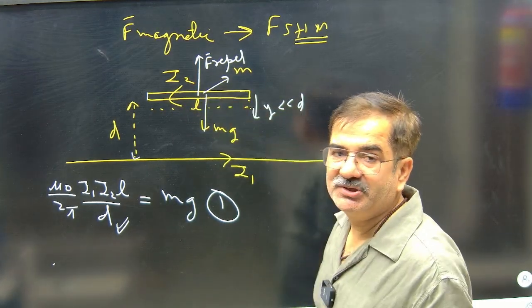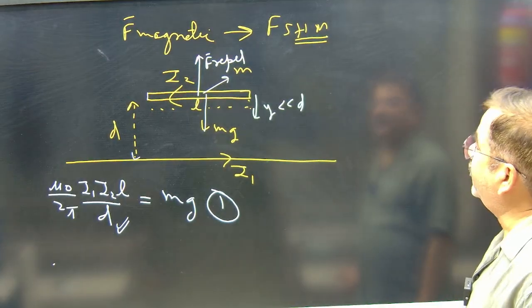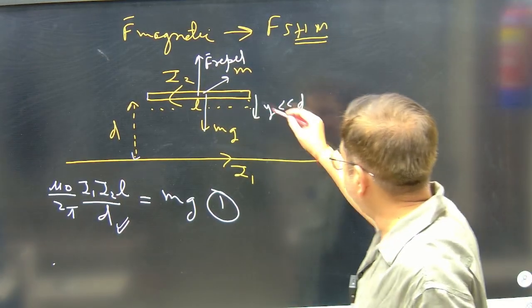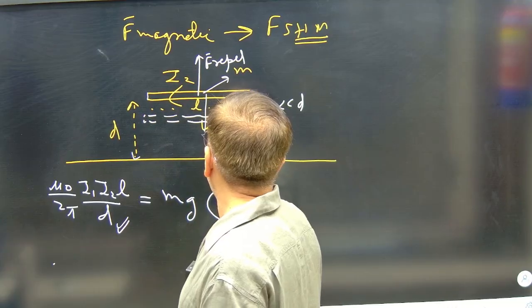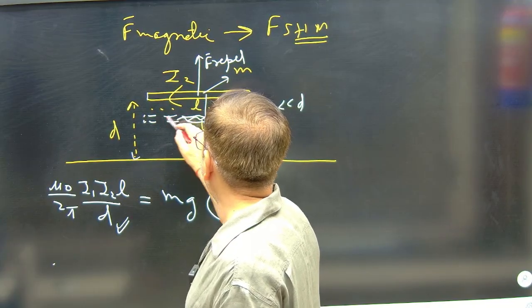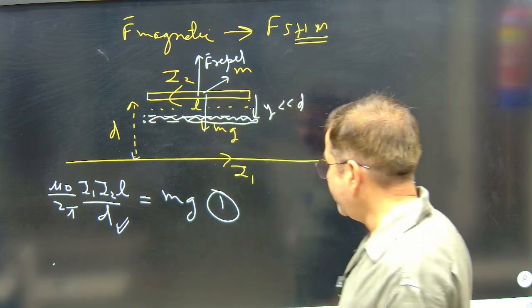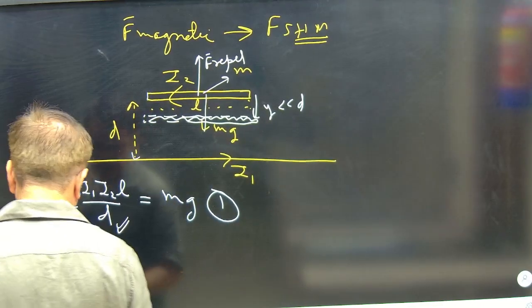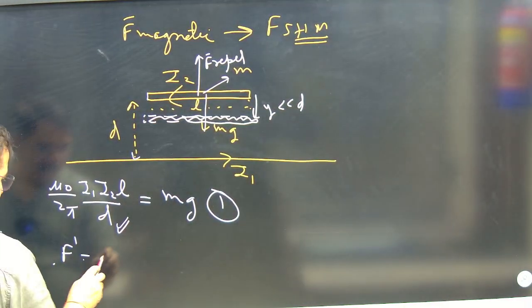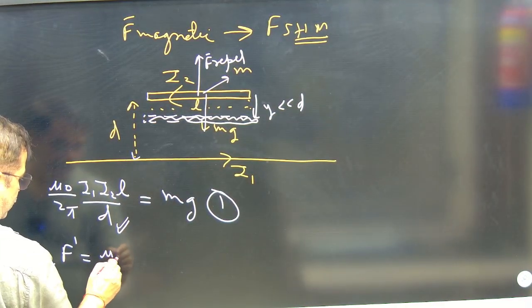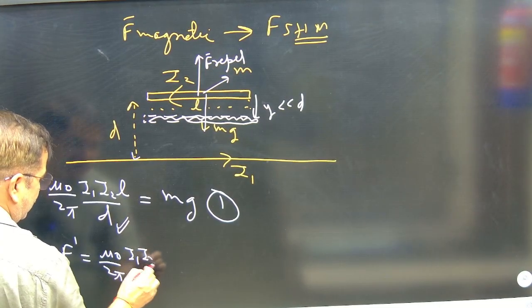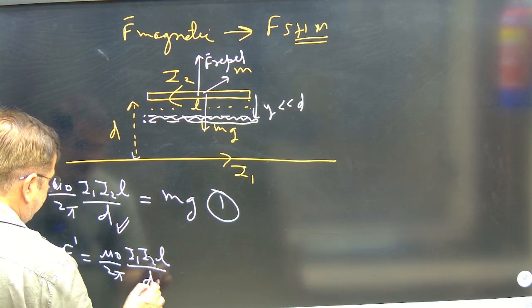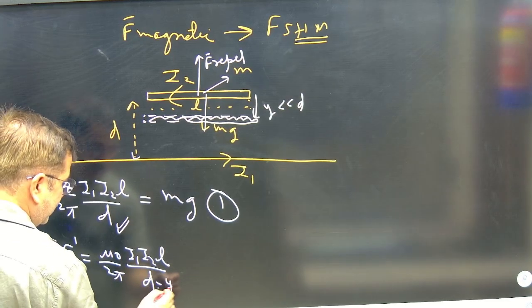ये SHM की टेंडेंसी यहाँ पे क्रिएट कर सकता है. That value we can see if this is pressed downward by small y and released. तो यहाँ पे हमको इसका SHM वाली बात को प्रूव करना है. तो अब मैं F डैश जो देखूंगा, नया मैग्नेटिक फोर्स, that will be what, mu naught by 2 pi I1 I2 length L by D minus y.